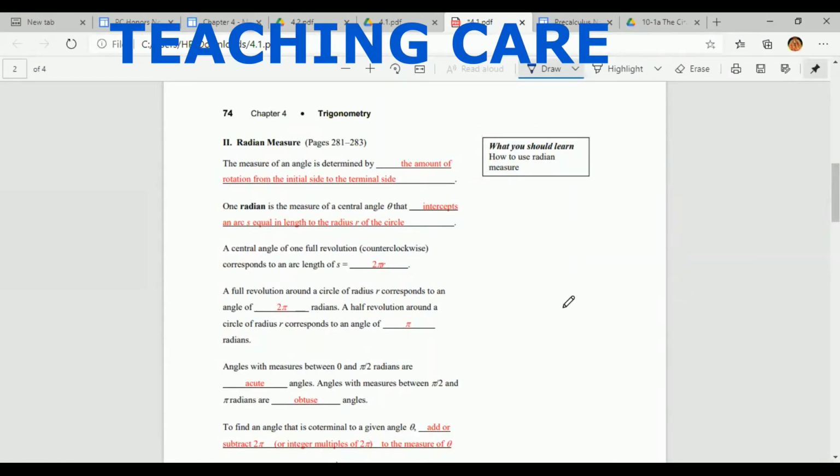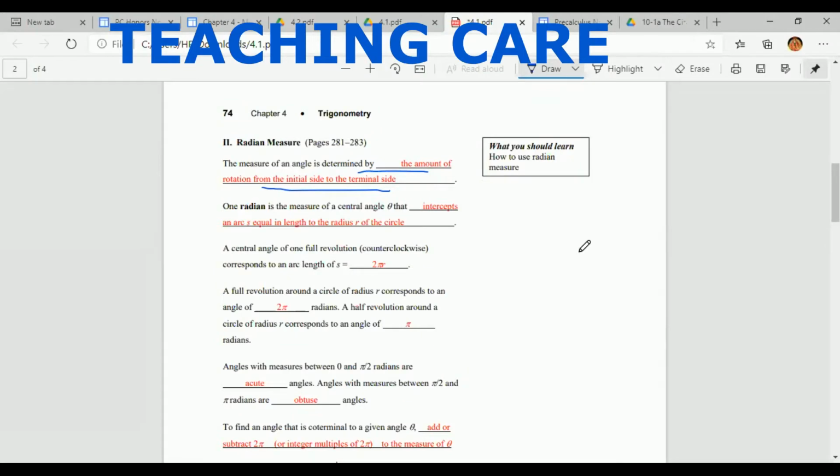So why are we introducing all these things here? If you're thorough with this, the unit circle will be easier for you. Now, the measure of an angle is determined by the amount of rotation from the initial side to the terminal side. How much it has turned from the initial side to the terminal side, that will measure your angle.